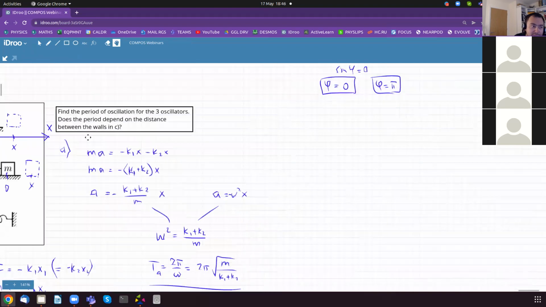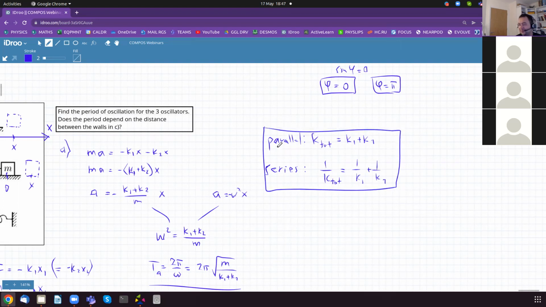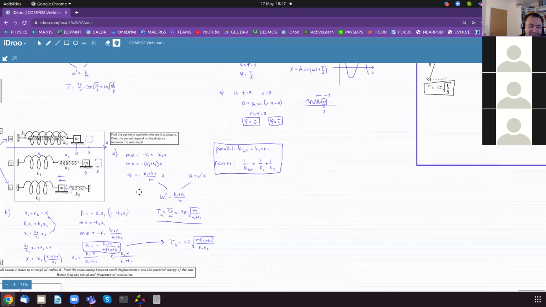And I use some formula. So springs in parallel, the total K is equal to K1 plus K2. Springs in series, 1 over K total is 1 over K1 plus 1 over K2. Looks familiar, doesn't it? Parallel connection, series connection. It's just the other way around if you're talking about resistors.